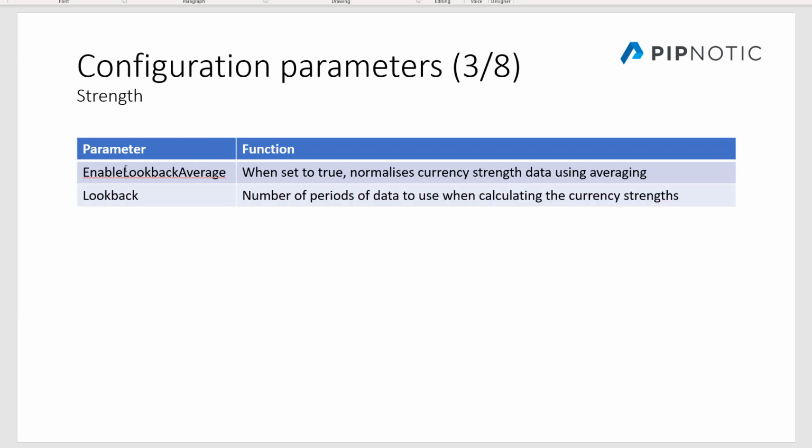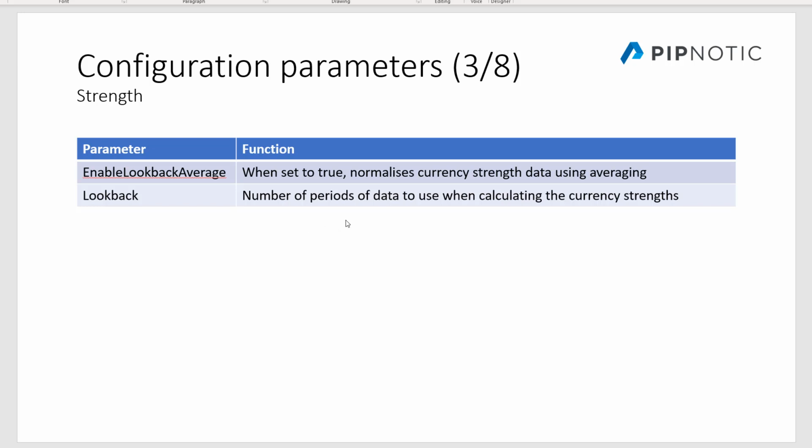So we have enable look back average. When this is set to true, the currency strength data is normalized using averaging. And this is what I was talking about relating to sudden pushes in strength and weakness of currencies due to data point releases. When this is enabled, this helps kind of massage the data. It helps to limit the impact of the sudden introduction of volatility of market data.